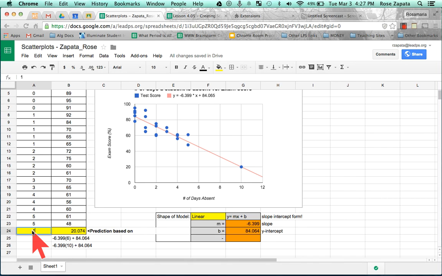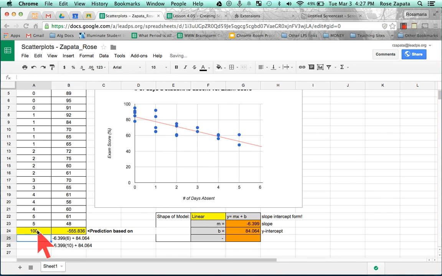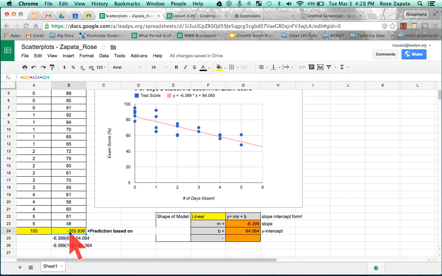If I was absent for 1 day, I would get a 77.665. If I was absent for 2 days, I would get a 71.266% on the exam. If I was absent for 5.5 days, whatever that means, then I would get a 48.8695% on the exam. So this is a basic way of turning these numbers into an equation that works for any number that I plug in, even if it ends up making absolutely no sense.